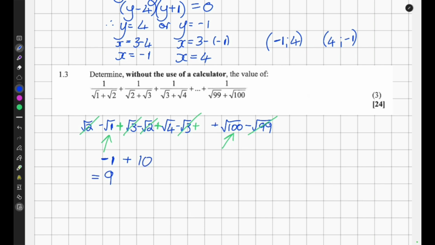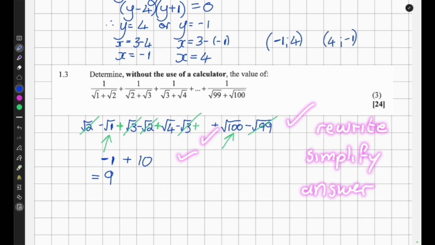Okay, so it doesn't fit into any math box that you've learned. You must just try and figure out on the day what are they actually looking for. But in this case, the answer is just 9.